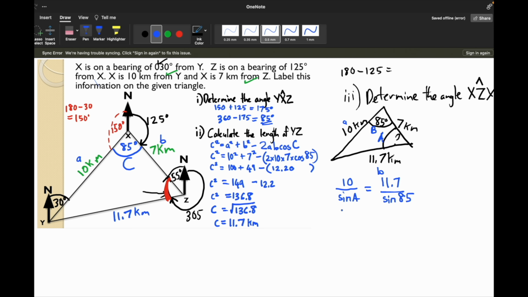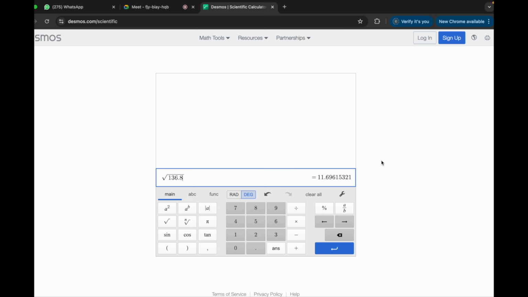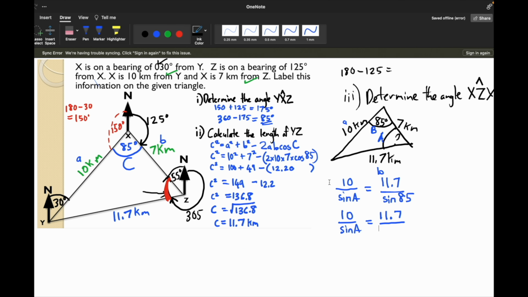So I'll say 10 over sine A is equal to, make sure y'all are writing this down, because the next question, once this is done, I'm going to give you a question where you're going to have to try to do all of this on your own, piece by piece. So 10 over sine A is equal to 11.7 divided by sine 85. So sine 85 is 0.996.